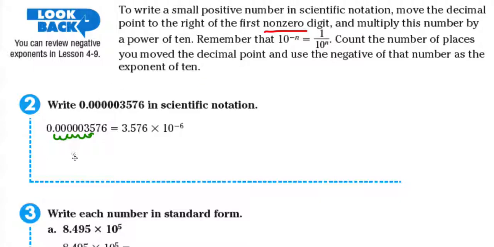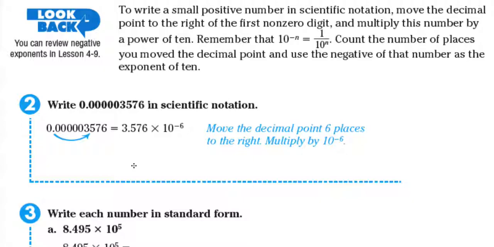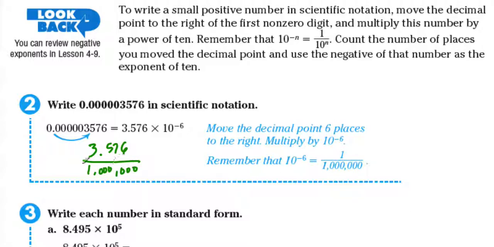So you move that 6 spaces to the right, it becomes negative 6, and then we multiply it by 10 to the negative 6. Why is that? Because if you notice, 10 to the negative 6 is 1 over 1 million. If we do 3.576 all over 1 million, that would be the decimal right there.